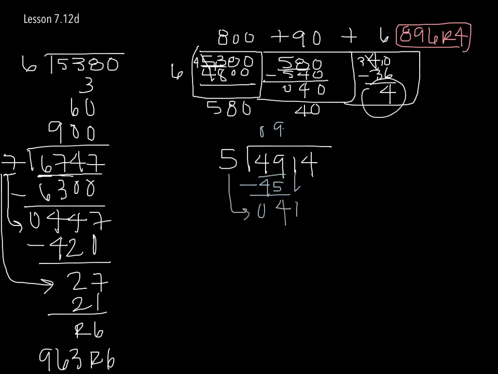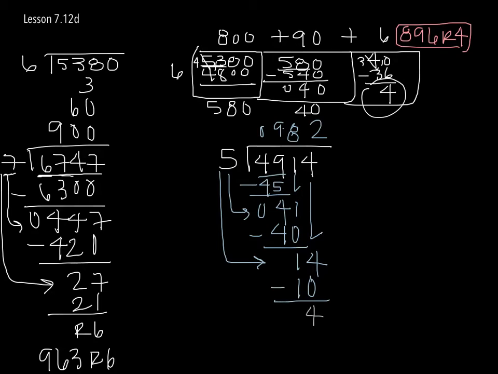Now 5 into 41. 5 times 8 is 40, so multiply. Put answer on top, put answer on bottom, subtract 1, bring down the next number, which is 4, and then 5 into 14, we know that's 5, 10, 15. 15 is too big, so it's going to have to be 2. But multiply, put answer on bottom, subtract 4, and that's our remainder. Bring that up, so 982 remainder 4.